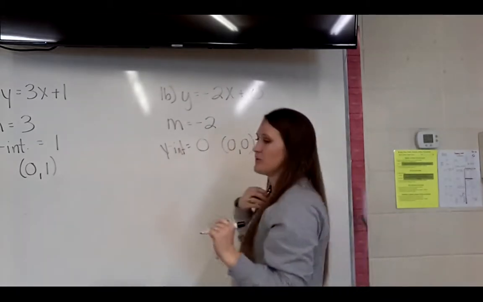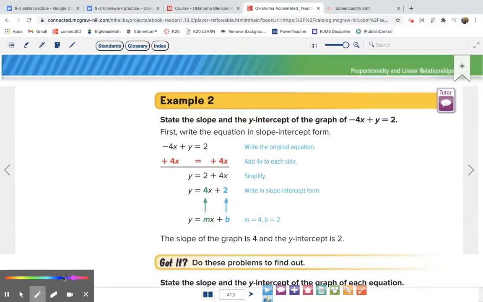Okay, let's look at some more examples. Now looking at example 2, we're doing the same thing. State the slope and y-intercept of the graph of -4x plus y equals 2. But now, if we look, this is not in our y equals mx plus b form, which is what we want it to be. So what we have to do is rearrange this. That's why we've been doing this in past chapters. So we basically are solving for y. I want to get rid of this -4x. We look out front, it's negative, so we are going to add 4x to both sides of the equal sign.